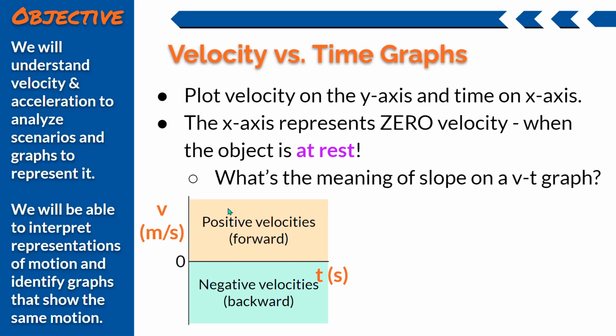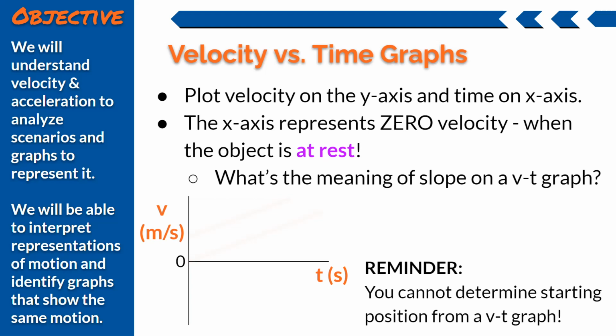But all of your positive velocities will be up here. That means forward motion. All of your negative velocities will be down here. That means backward motion. And anything on that line for 0 is, of course, at rest, either temporarily if it's just crossing it for a moment, or maybe it's sitting there for a bit. Depends on the graph. Okay, reminder, you cannot determine starting position from a VT graph. Okay, I don't know where these objects start. I only know how fast they are at time of 0. I would not know their initial position unless I had an XT graph to accompany it, or if that information was provided to me in the question.